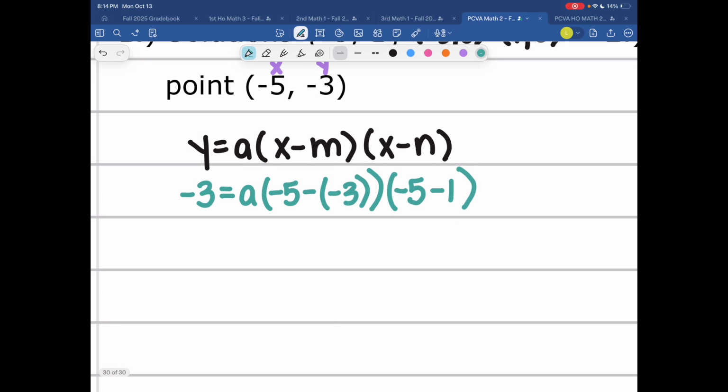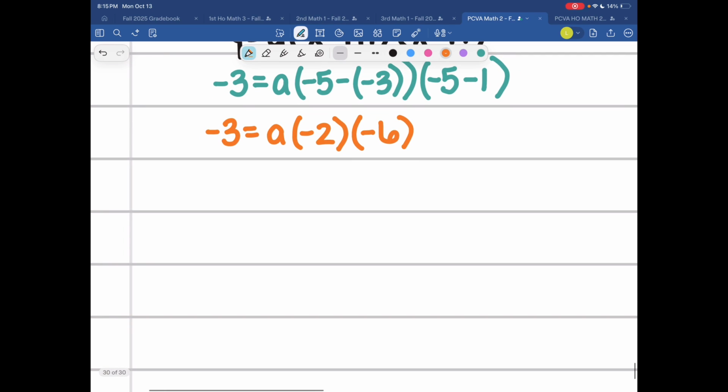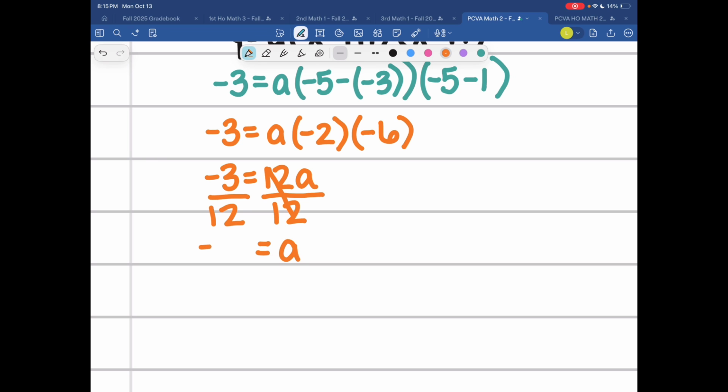Now, we need to simplify this, and we need to solve for a. So if we simplify this, then I need to say negative 5 minus negative 3, so that's technically going to be negative 2. And then we have negative 5 minus 1 is going to be negative 6. All right, so we're going to keep solving for a here. So we have negative 2 times negative 6. That's going to be positive 12. So we have 12a. And then we're going to divide by 12. Now, when we simplify this, we should get that a is negative 1/4.